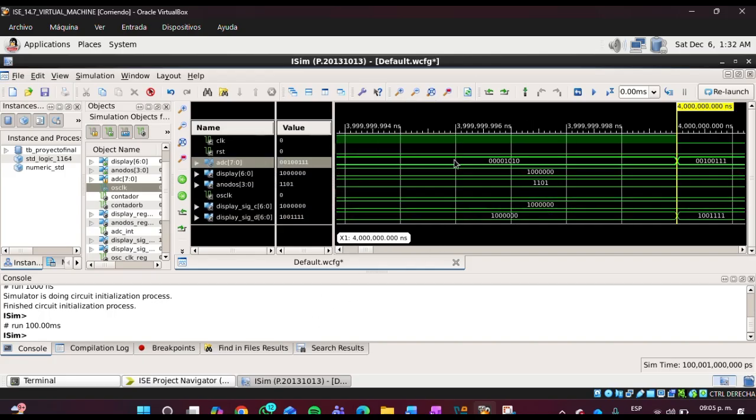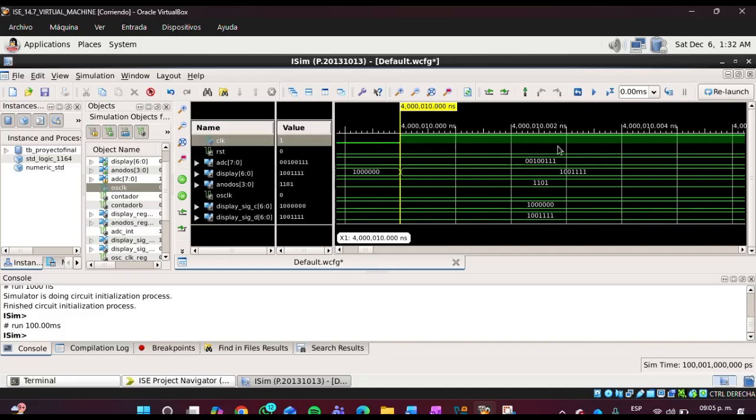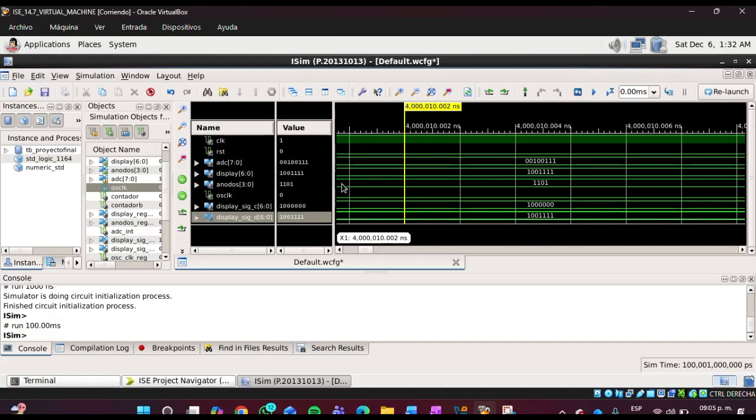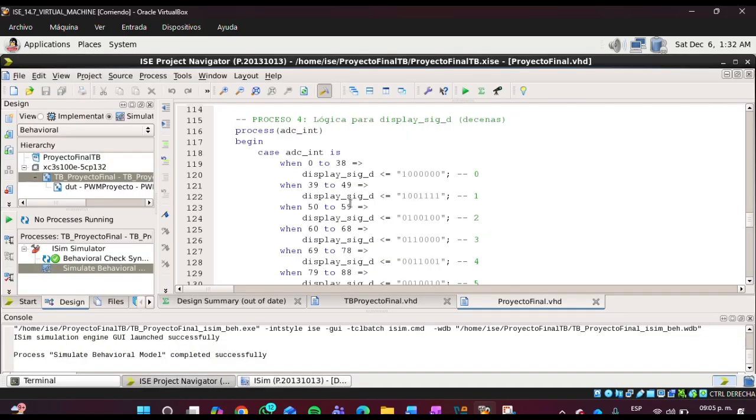Then we analyze the second case, until 4 milliseconds and 10 nanoseconds, because we are analyzing the first rising edge of the clock. So we are showing the tens display, and because we are showing the tens display, we have the same as signal D in the display, and we have an integer value of 39. So we are showing 10 degrees, as we can see in the code.